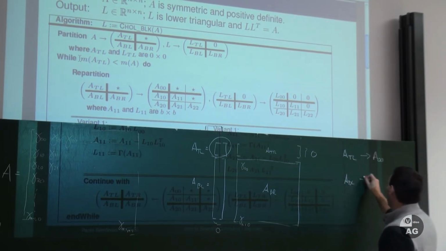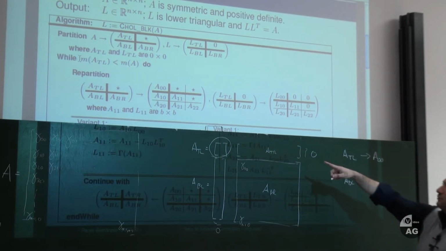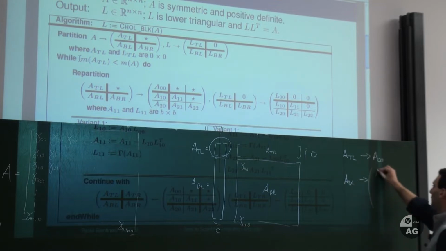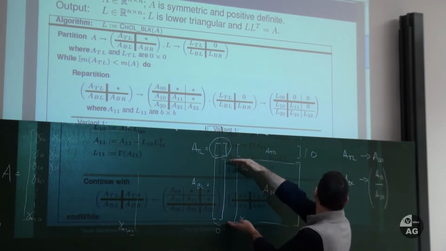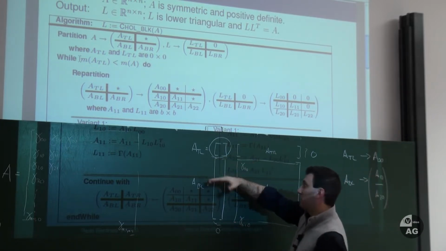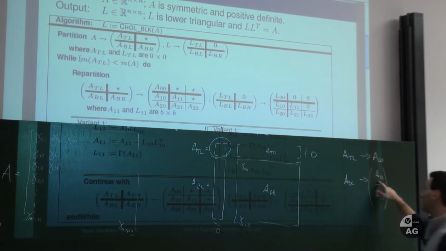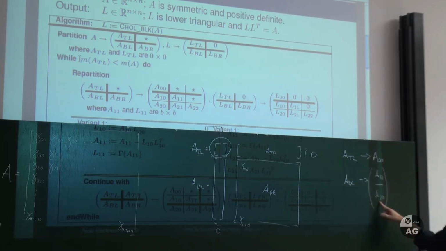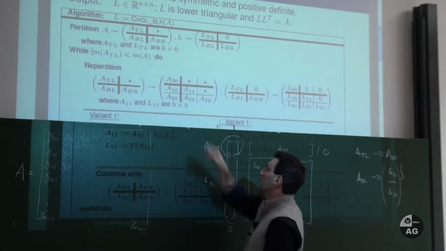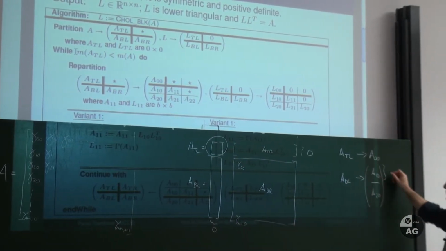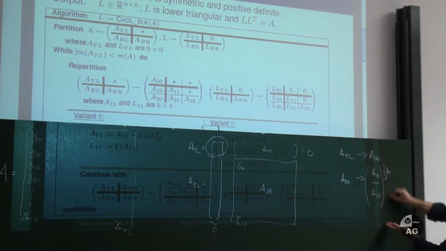A bottom left. Now this is interesting, because what was A bottom left? Now I assign 2 names, A1,0 and A2,0. It means that I want to split my A bottom left in 2 parts. The top part I call A1,0. The bottom part I will call A2,0. What is the size of this part? It is identified by the size of A11. A11 is B by B, so A10 is B, and this object here is everything else.